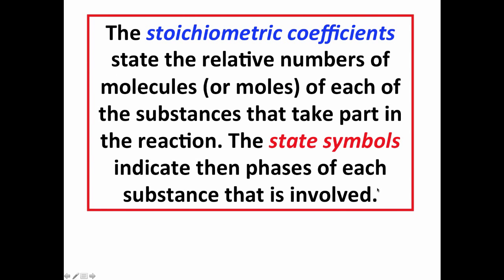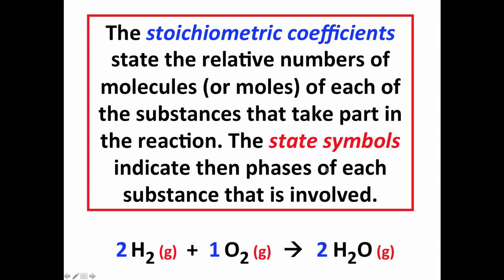We have what are called stoichiometric coefficients that tell us the relative numbers of molecules, or on a larger scale, of moles of those substances that take place in the reaction. Those are going to be the 2 and the 1, the coefficients out in front. And then we also have state symbols that indicate the phases of each substance that's involved. So here the stoichiometric coefficients are 2, 1, and 2 respectively. And then (g) means that hydrogen and oxygen, and as it's produced, water, are all gases. And then, of course, if we let it cool down, water would eventually turn into a liquid, which we would symbolize by (l).